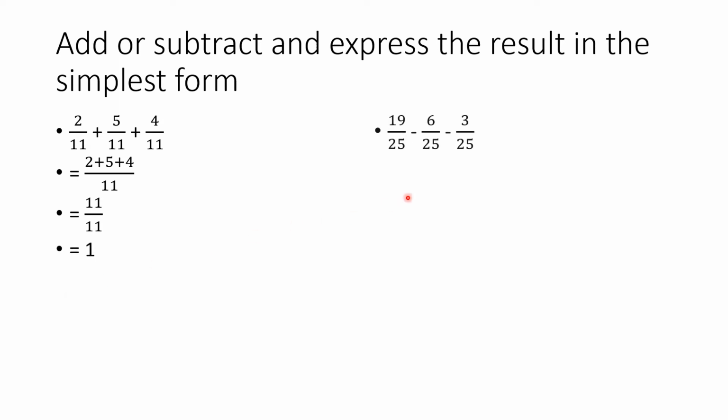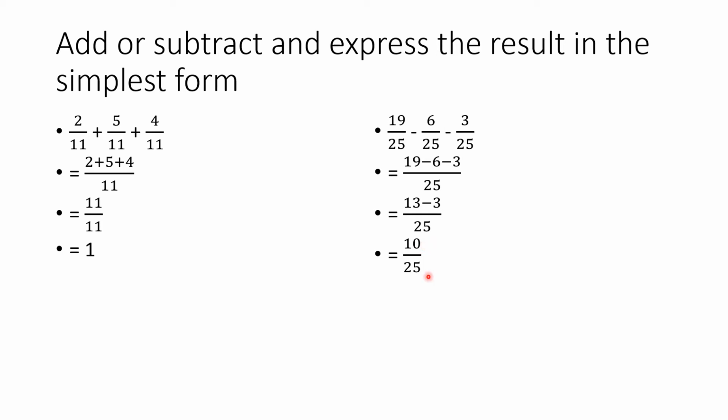Now the next question is 19 by 25 minus 6 by 25 minus 3 by 25. So here the denominator is the same, 25, so we will write the common denominator 25, and in the numerator 19 minus 6 minus 3. So we will solve this part of the numerator. 19 minus 6 equals 13. It means 13 minus 3 by 25. Now 13 minus 3 equals 10.